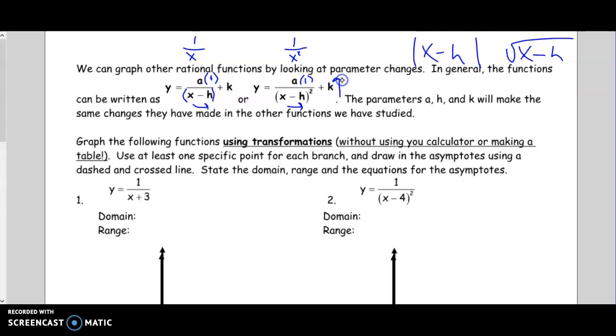Adding on the outside sends it up. Subtracting would send it down. So absolute value, we had plus k on the outside, plus k on the outside for the radical one from way back when.